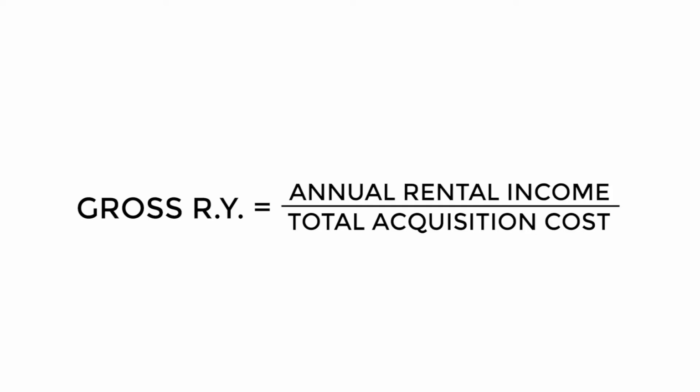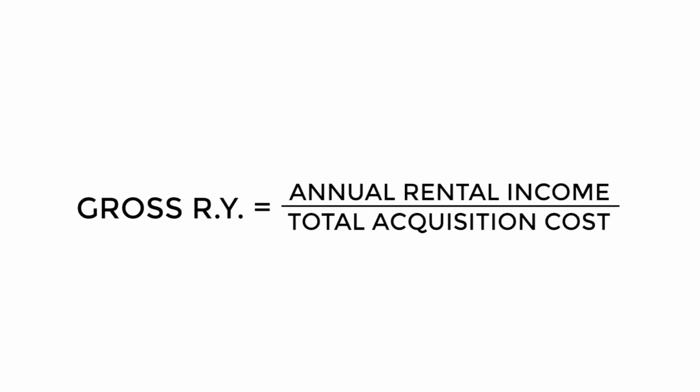To compute for the gross rental yield, you have to divide the annual rental income by the total acquisition costs or the purchase price. For the purchase price, you have to include the taxes or the closing costs like the documentary stamp tax, transfer tax, and other closing costs that you paid for when you purchase the property.